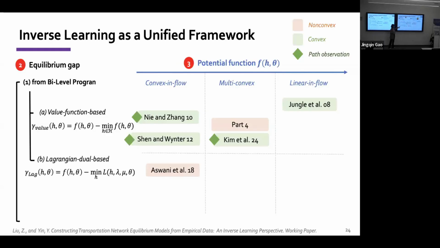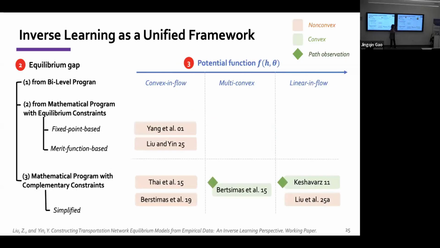The second type is based on Lagrangian dual functions. We can measure the equilibrium gap by looking at the potential function and its Lagrangian dual lower bound, and this gives a different formulation. The other two types are equilibrium gap functions where we reformulate the inverse learning problem as a mathematical program with equilibrium constraints, or as a mathematical program with complementarity constraints. And here are examples in the literature.